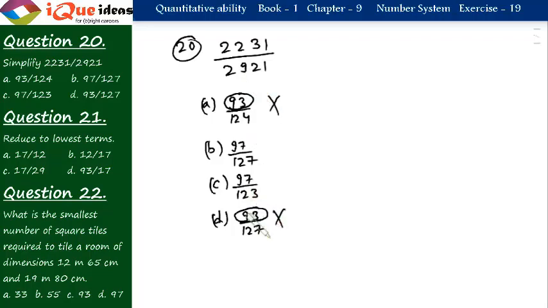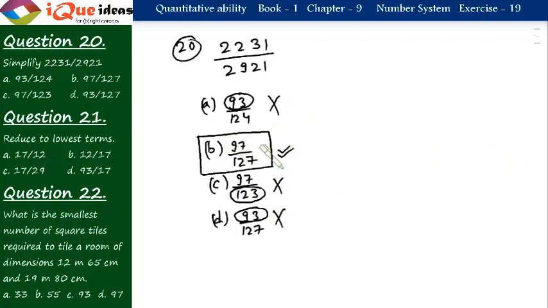Now in B and C, both the options, 97 is there in the numerator, so no need to check further. Now look at option C. In the denominator, 123 is divisible by 3. Let's check the denominator of the original number. That must be divisible by 3. So 2 plus 9, 11, plus 2, 13, plus 1, 14. It is not divisible by 3. So C cannot be the answer. Hence we are left with only one answer, that is 97 upon 127. So with the checking of divisibility by 3, you could have done this question.